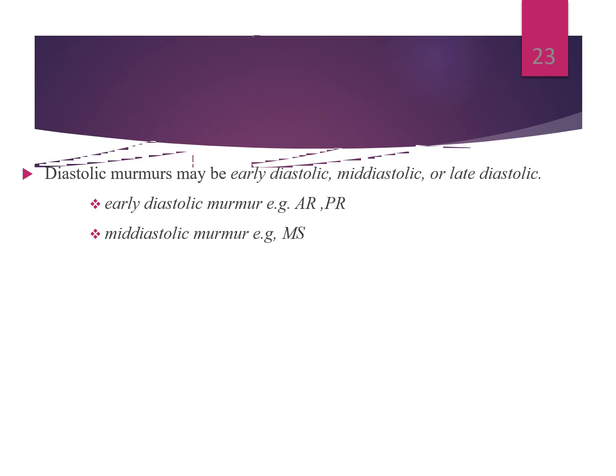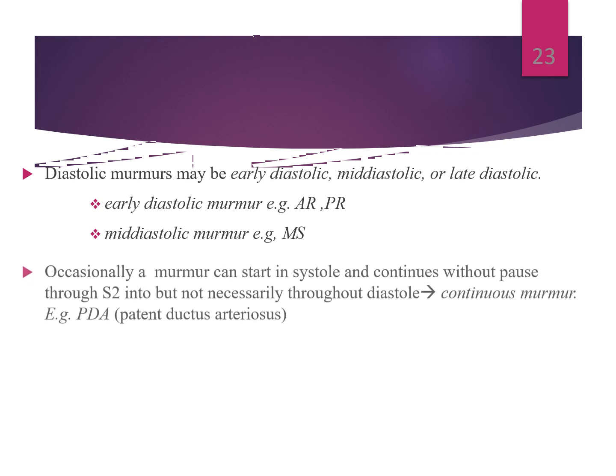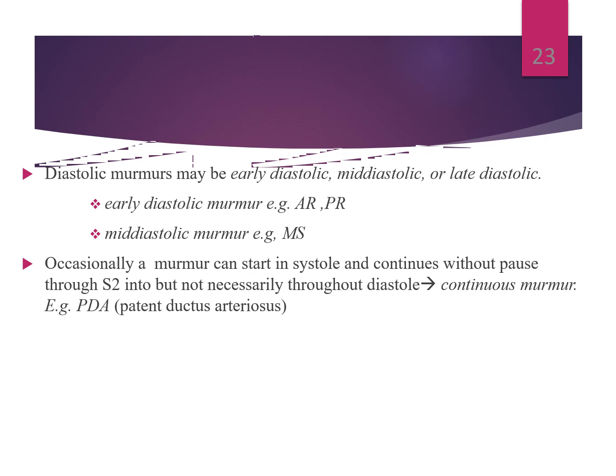Diastolic murmurs may be early diastolic, mid-diastolic, and late diastolic, as with systolic murmurs. An early diastolic murmur can occur in aortic regurgitation and pulmonary regurgitation, and a mid-diastolic murmur is most of the time due to mitral stenosis. Occasionally, a murmur can start in systole and continue without pause throughout S2 into, but not necessarily throughout, diastole, and it's called a continuous murmur. For example, patent ductus arteriosus causes a continuous murmur.